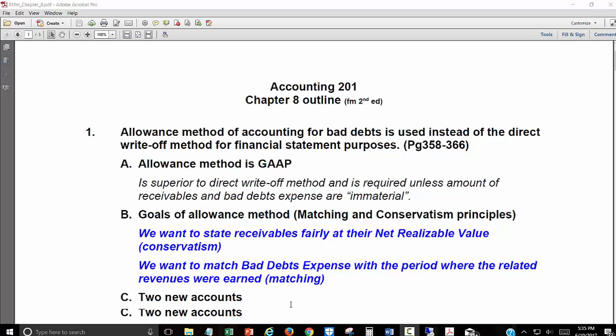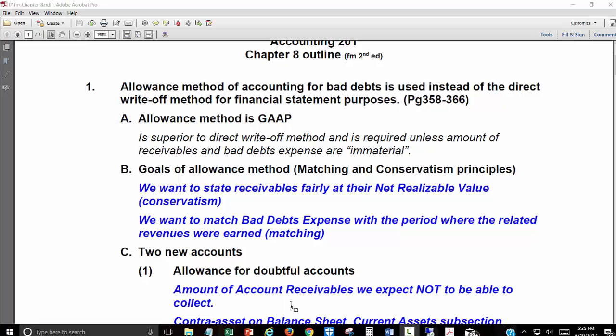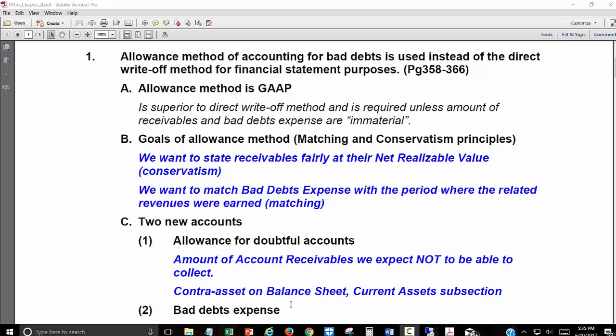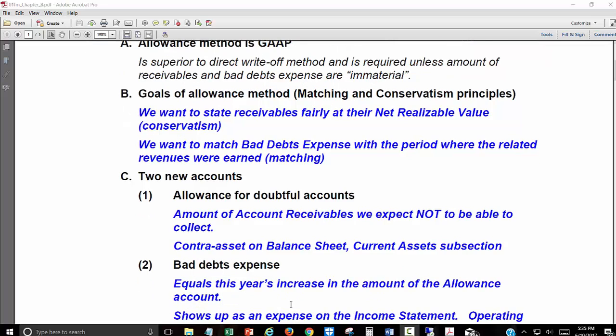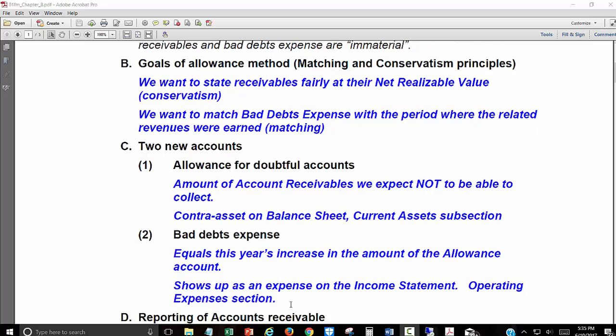Two new accounts you've never seen before. One of them is the allowance for doubtful accounts. This is the amount of accounts receivable we think we're not going to be able to collect. You'll find this on the balance sheet in the current assets subsection as a contra asset. In other words, it's subtracted from the related accounts receivable. Also, bad debts expense you'll find on the income statement as an expense. It's an operating expense, and the technical correct way to explain what it is, it's how much the allowance account changed by this year, typically larger.